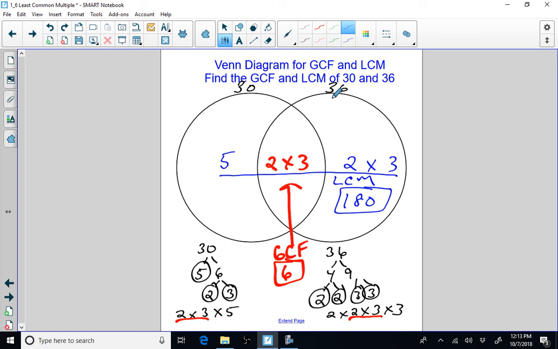All right? So to explain that again, inside here are the factors that are common to both. 2 times 3, common to both. Factors that are unique: 5 here, the 2 here, and the 3 that are left over. It is the product of all of those factors that's going to give me the least common multiple.